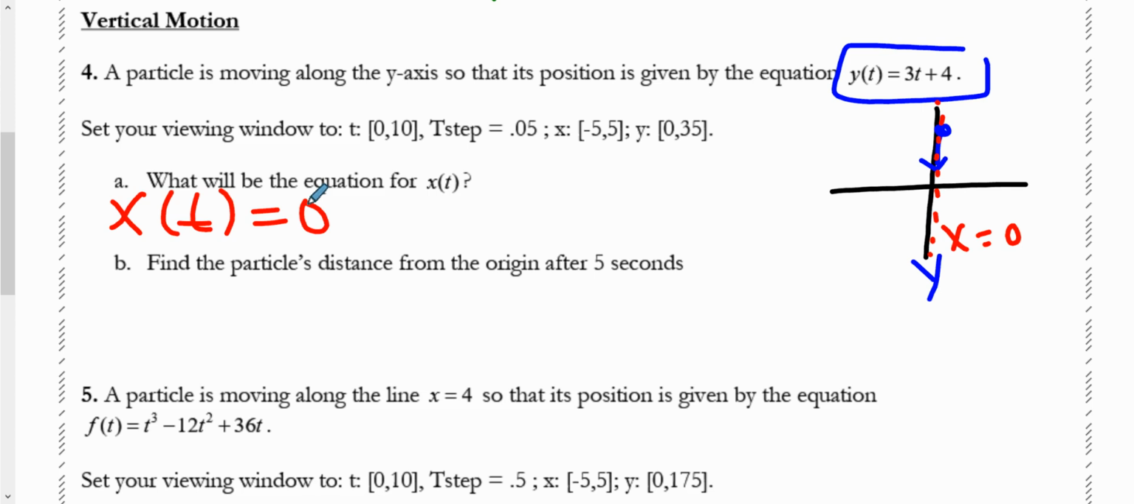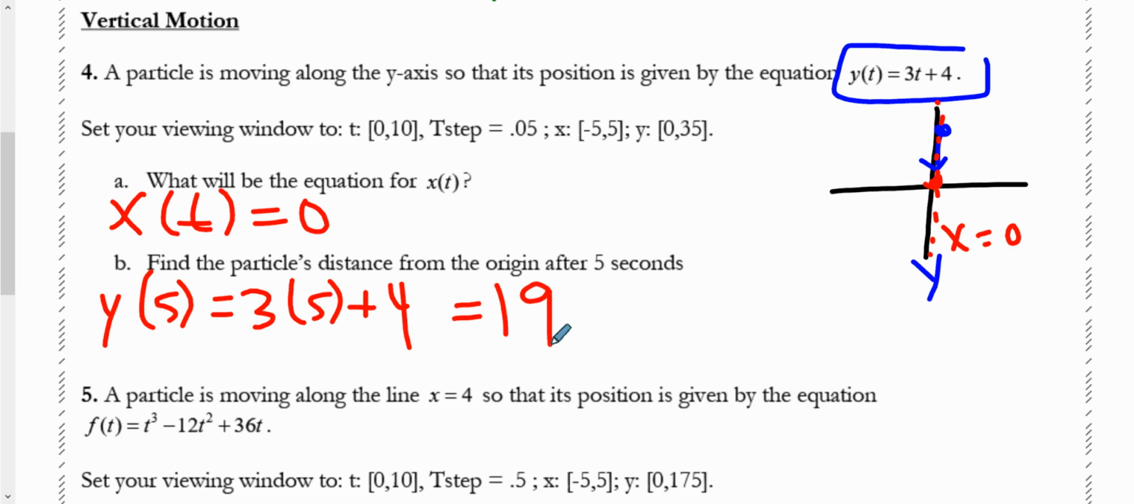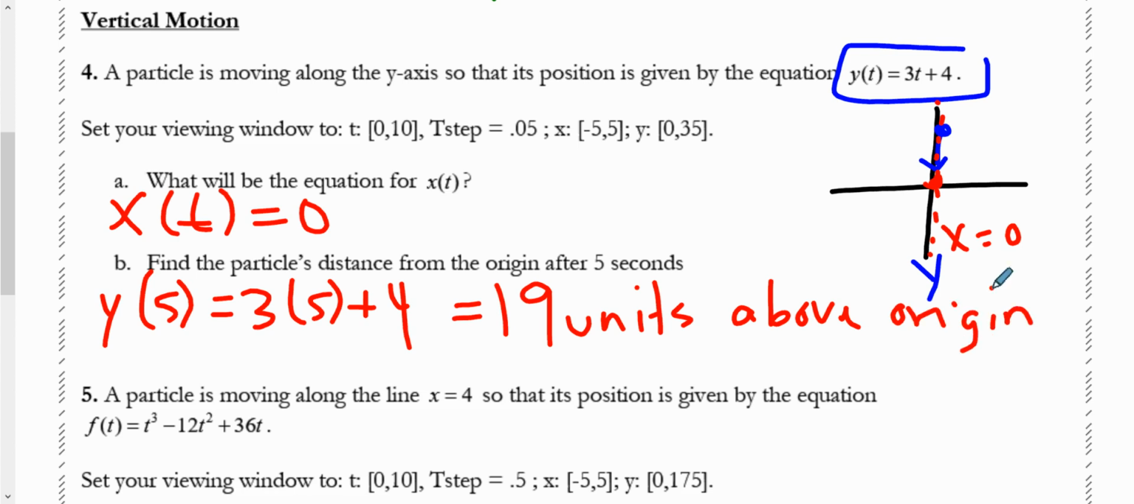It says find the particle's distance from the origin after 5 seconds. So here we have the origin. So in other words, how high is it is the question. So what we're going to do is we're going to plug in 5. So 3 times 5 plus 4, and that's going to give us 19. So this is going to be above the origin. So it's 19 units, I'll say, above origin. Again, we're kind of assuming that the origin would be the ground, right? So it'd probably be above, we would assume.